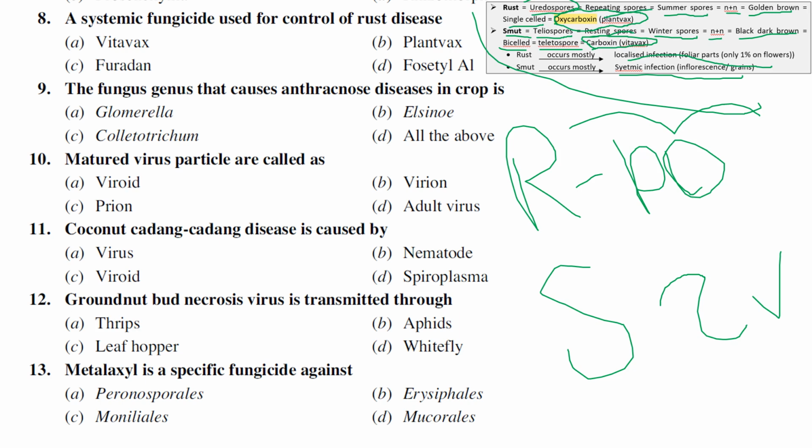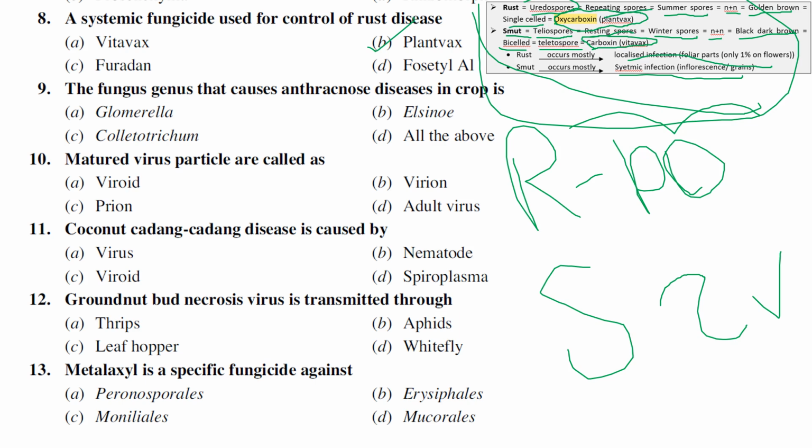This is a general understanding about rust and smut disease, so that it will be very easy to answer other questions also. I think this diagram will greatly help to understand these rust and smut diseases. So the answer for the question, a systemic fungicide used for the control of rust disease, is Plantvax. Rust means Plantvax, smut means Vitavax.